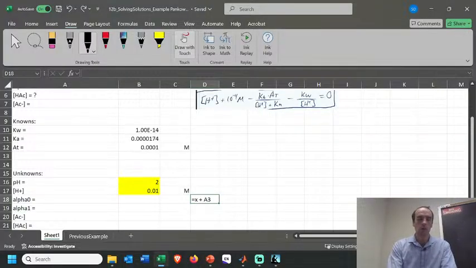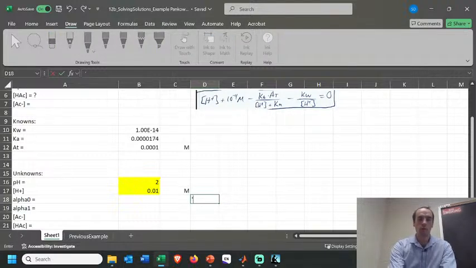So what I'm going to do here for this particular spot, all of that was an elaborate way to show you what I want to do here. The equation that I want to write in here is going to be 1 over 1 plus the Ka over H plus.